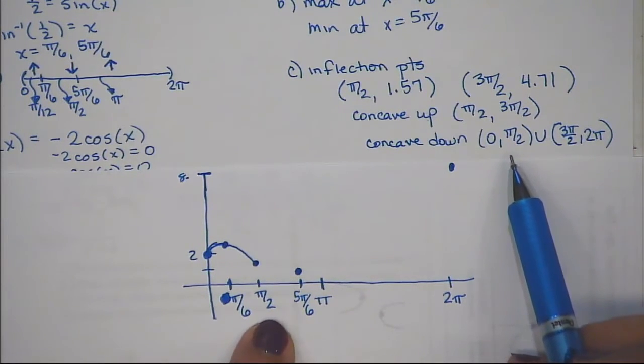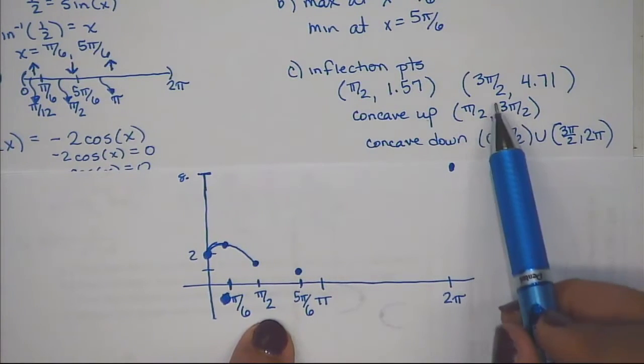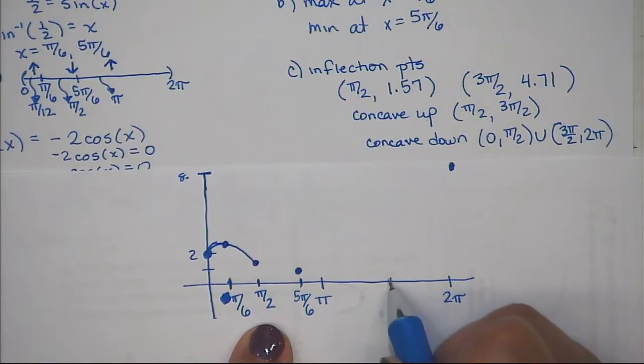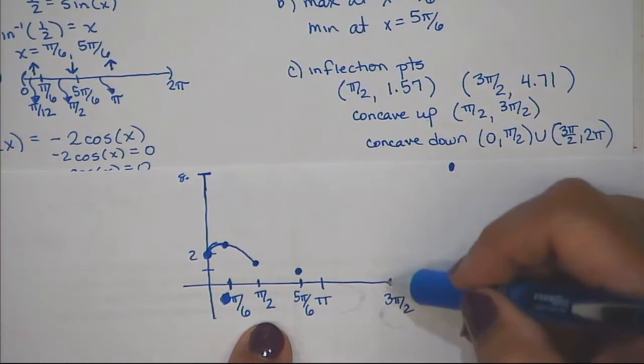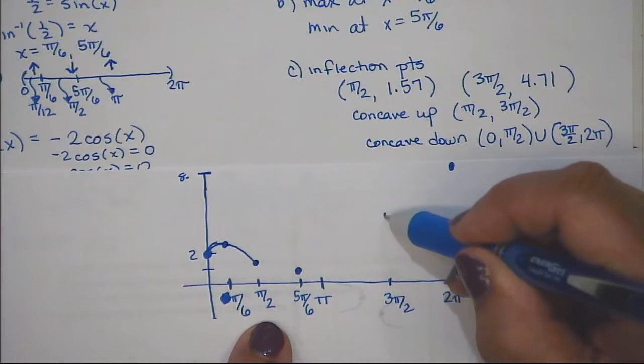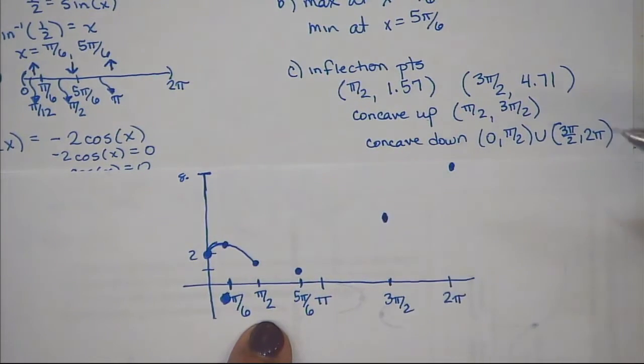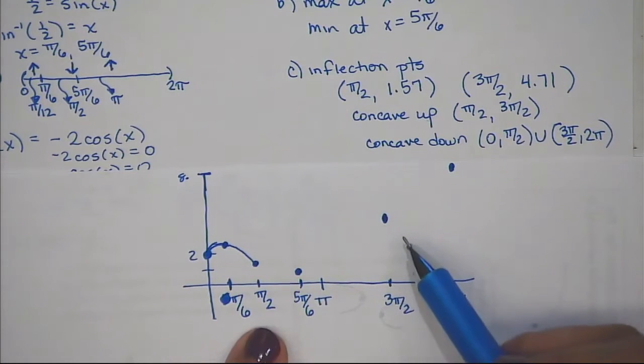All right, then our next point of inflection was at 3 pi over 2, which is way over here in the middle of pi and 2 pi. And that ordered pair was 4.7. So I'm just estimating, guesstimating where 4 is.